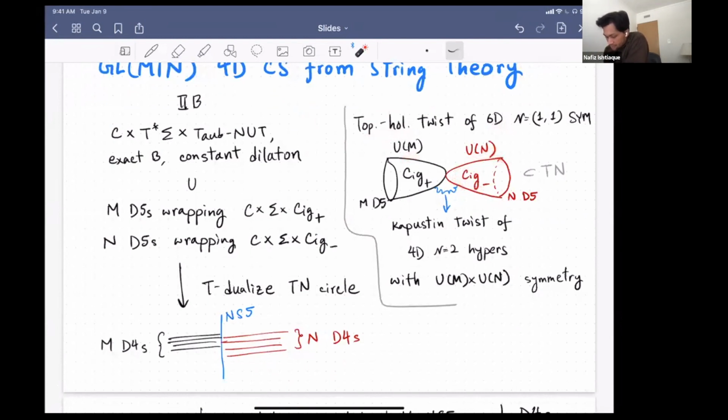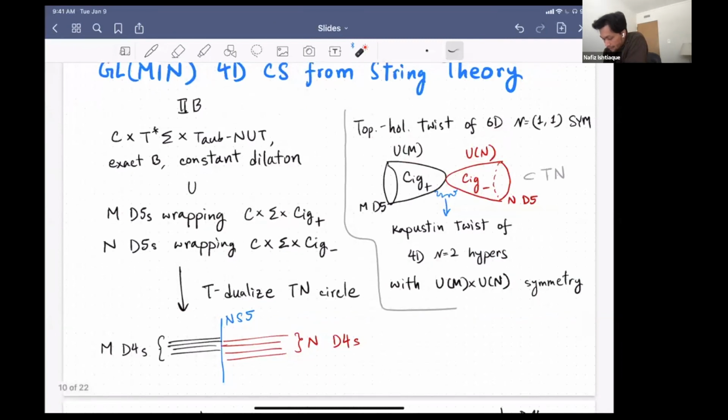And the topological holomorphic refers to, so this theory is topological on sigma and holomorphic on C times the cigar. And there are strings connecting the two cigars, which would be dual to strings connecting the two stacks of D4s in this case. And so those are restricted only here, which is a four-dimensional intersection. And the twist renders this four-dimensional theory into the twist of 4D N=2 theory of hypermultiplets with M times U(N) symmetry coming from U(M) on one side and U(N) on the other side.